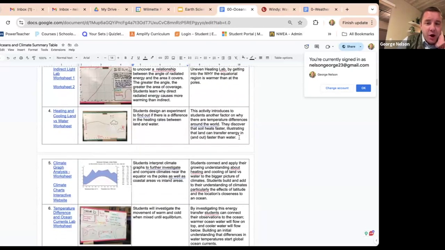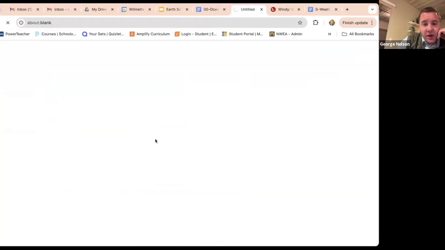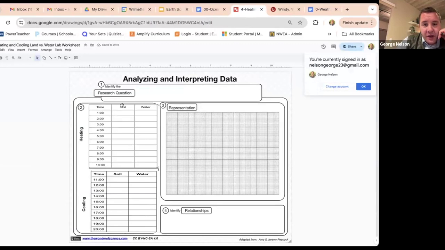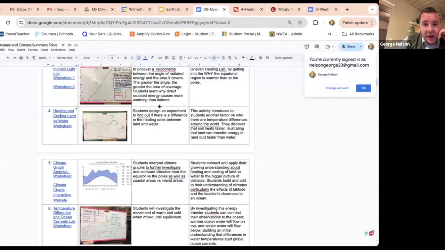Then I move into another way that we have an imbalance with energy, which is heating land and water, where they heat up water and soil. They heat it for 10 minutes with a heat lamp, and then they let it cool. You get this nice data where they see that the land heats up much faster and the water almost stays the same. I talk a little bit about specific heat capacity, but with my junior high kids we're really just talking about how land transfers energy in and out much faster than water.